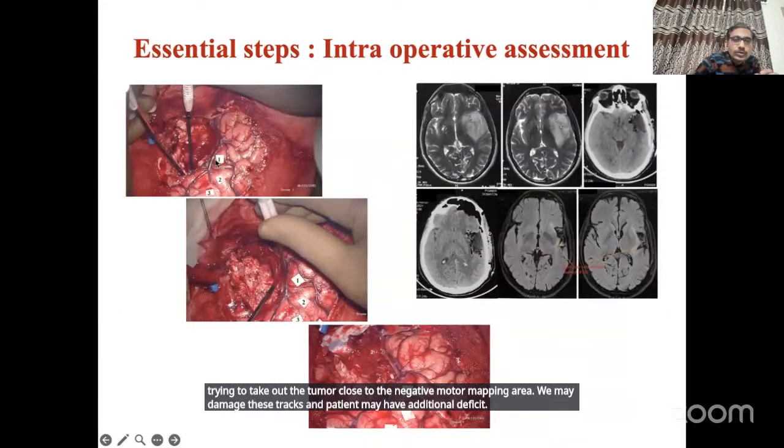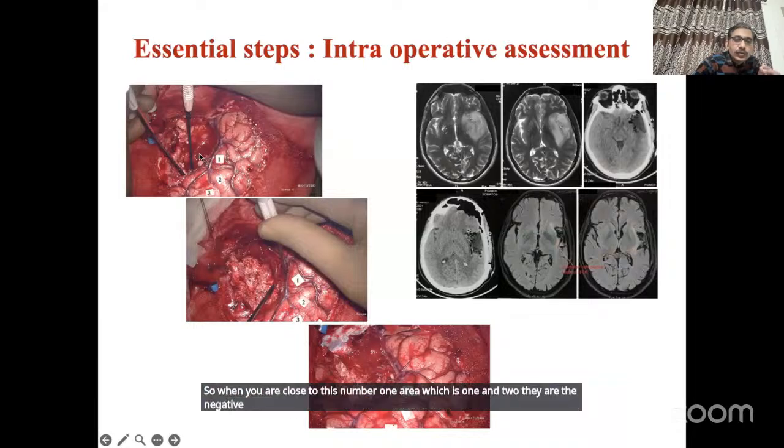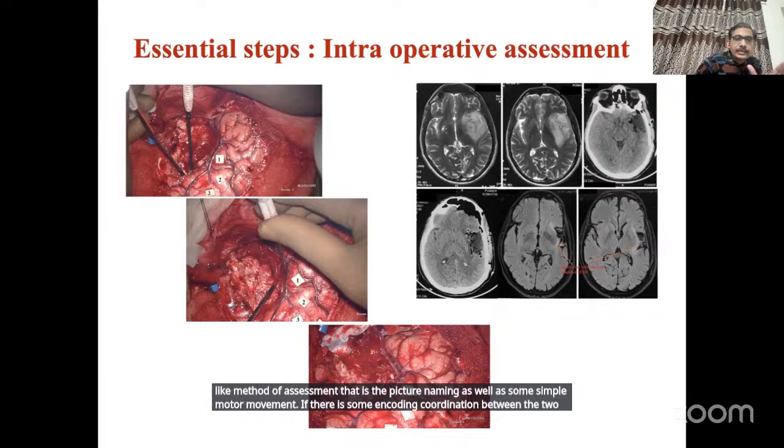So when you are close to this area, numbers 1 and 2, which are the negative motor mapping areas, we are always suspicious of whether the patient is developing any negative motor response. At this point of time, we use a dual method of assessment, that is the picture naming as well as some simple motor movement. If there is some incoordination between the two, then there is some alteration, and we stop there. And if the patient is having any functional deficit, then we move on to some other area, start resection, and again come back to this point.